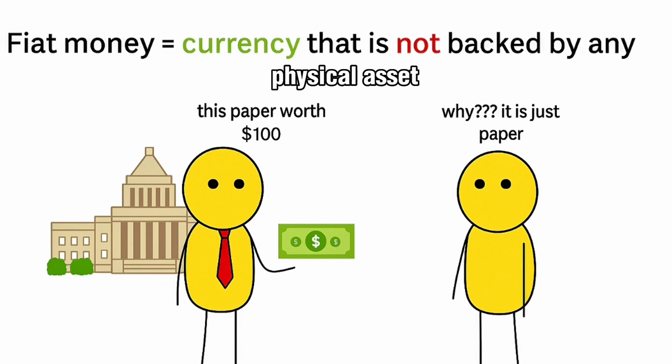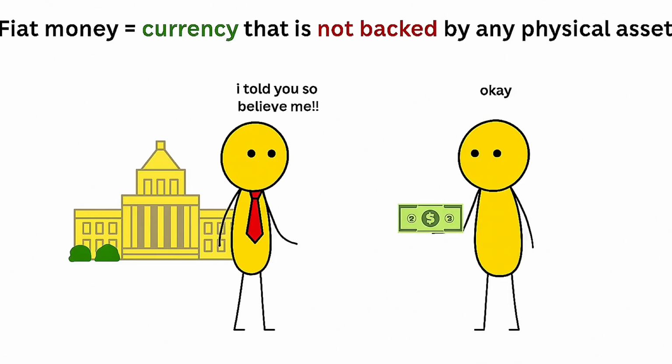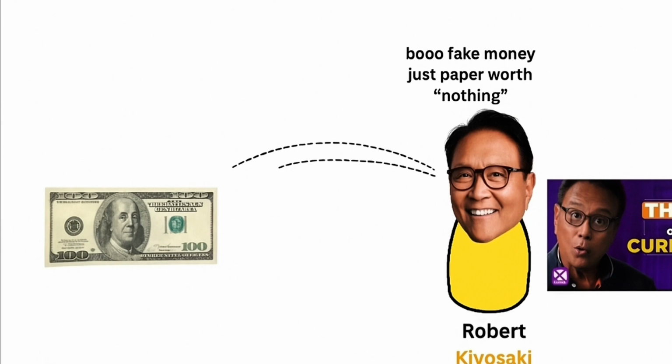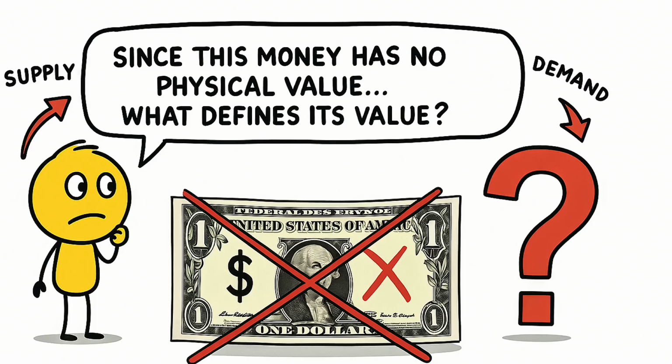Fiat money is a type of currency that has no intrinsic value. That is, it is not backed by gold, silver, or any physical asset. It's worth something simply because the government says it is, and because people believe it. This is why many call this system fake money, not because it is fake, but because it is based on trust. Since this money has no physical value, what defines its value?